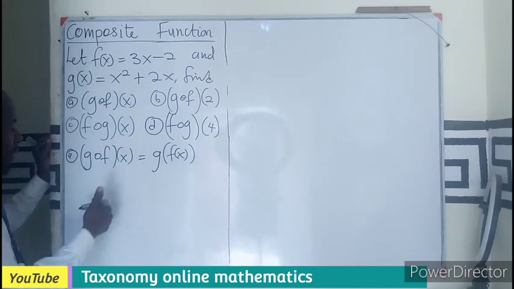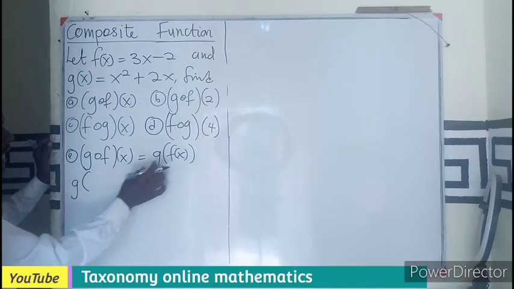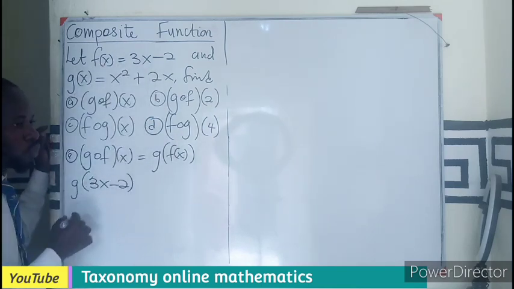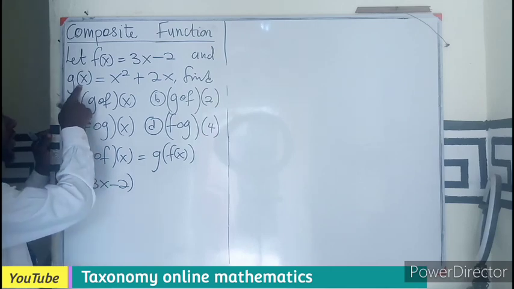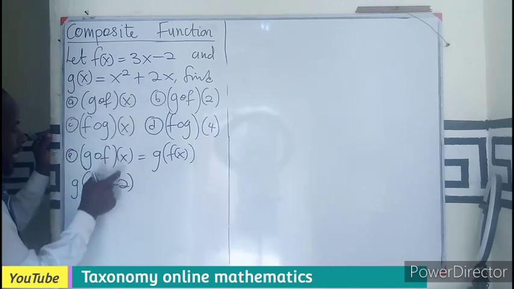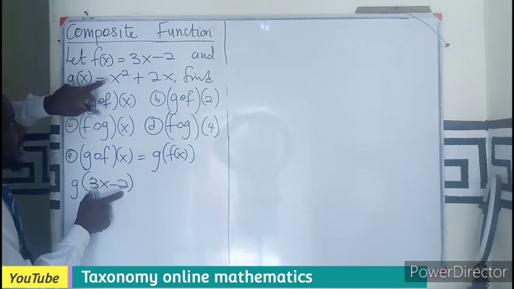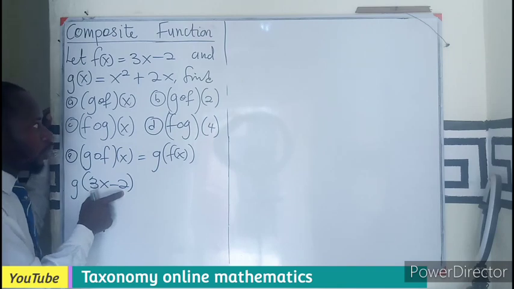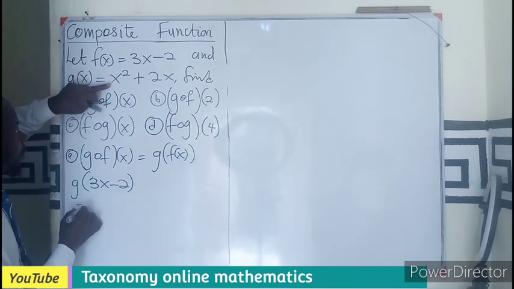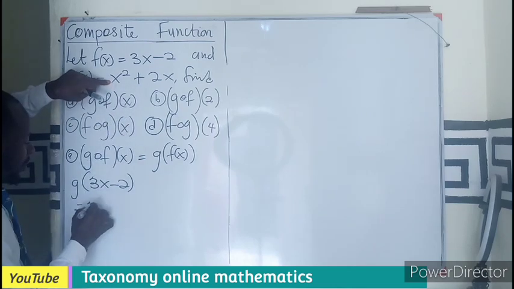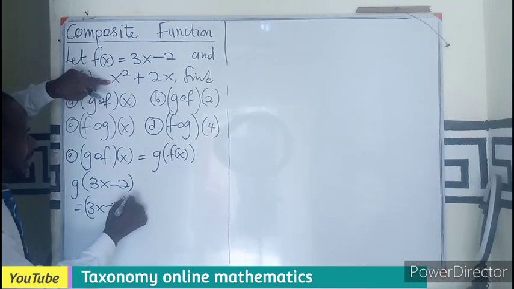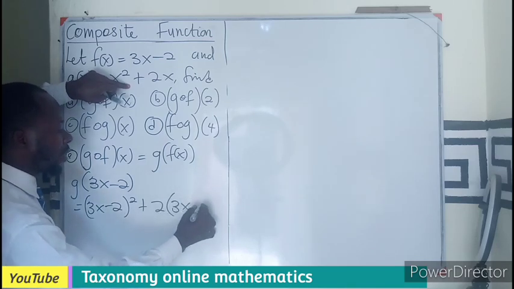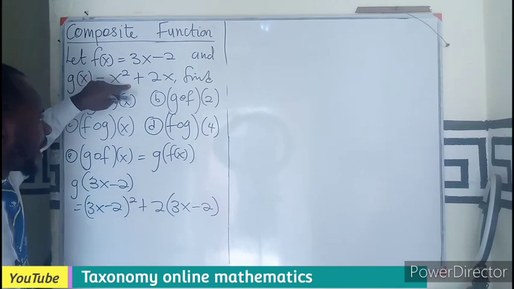So this could be given as g of f of x, where f of x is actually 3x minus 2. If this has x in it, then x is replaced with this, meaning that in the g of x, your x will also be replaced by 3x minus 2. From here, my x is now 3x minus 2, but my x is squared, so plus 2x, with the x also 3x minus 2. I believe you get the concept.